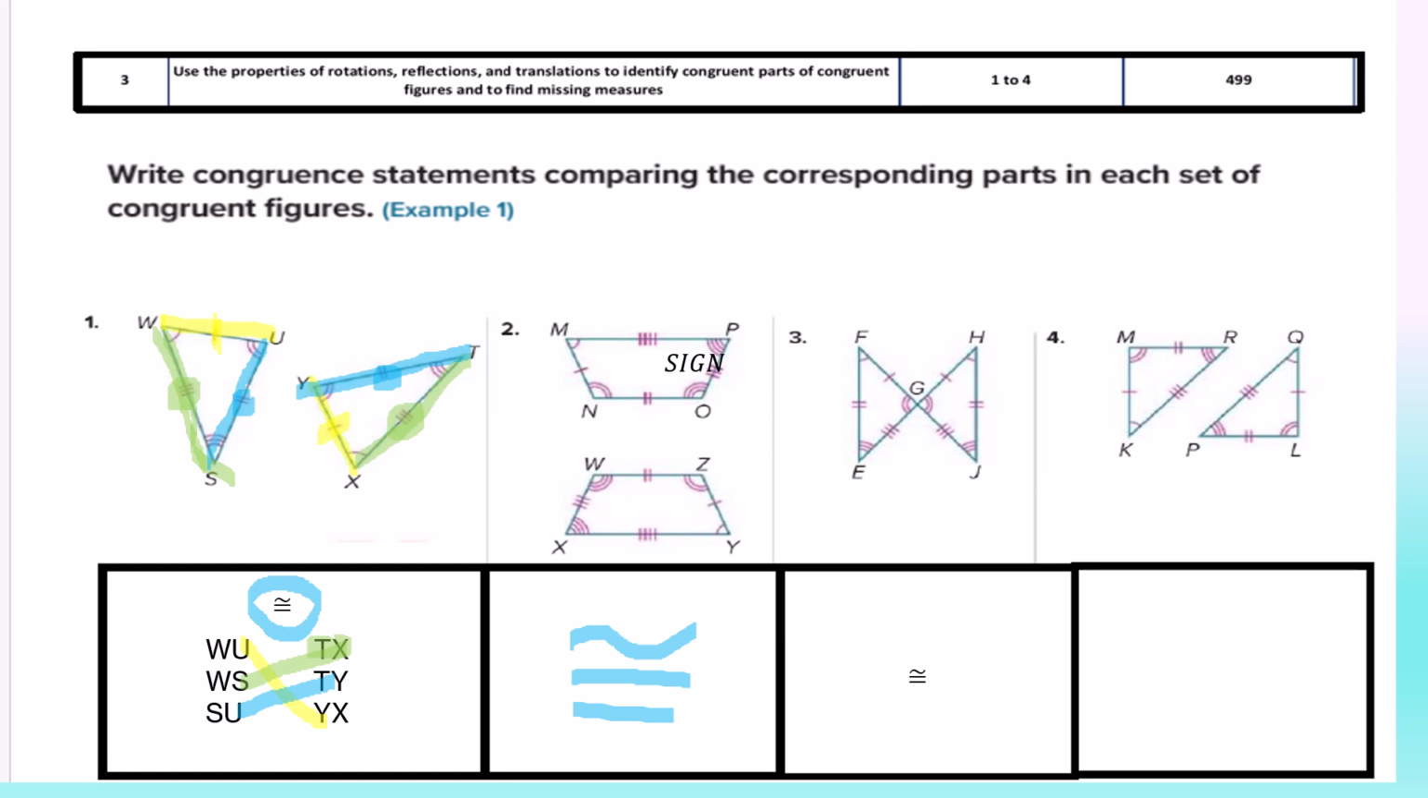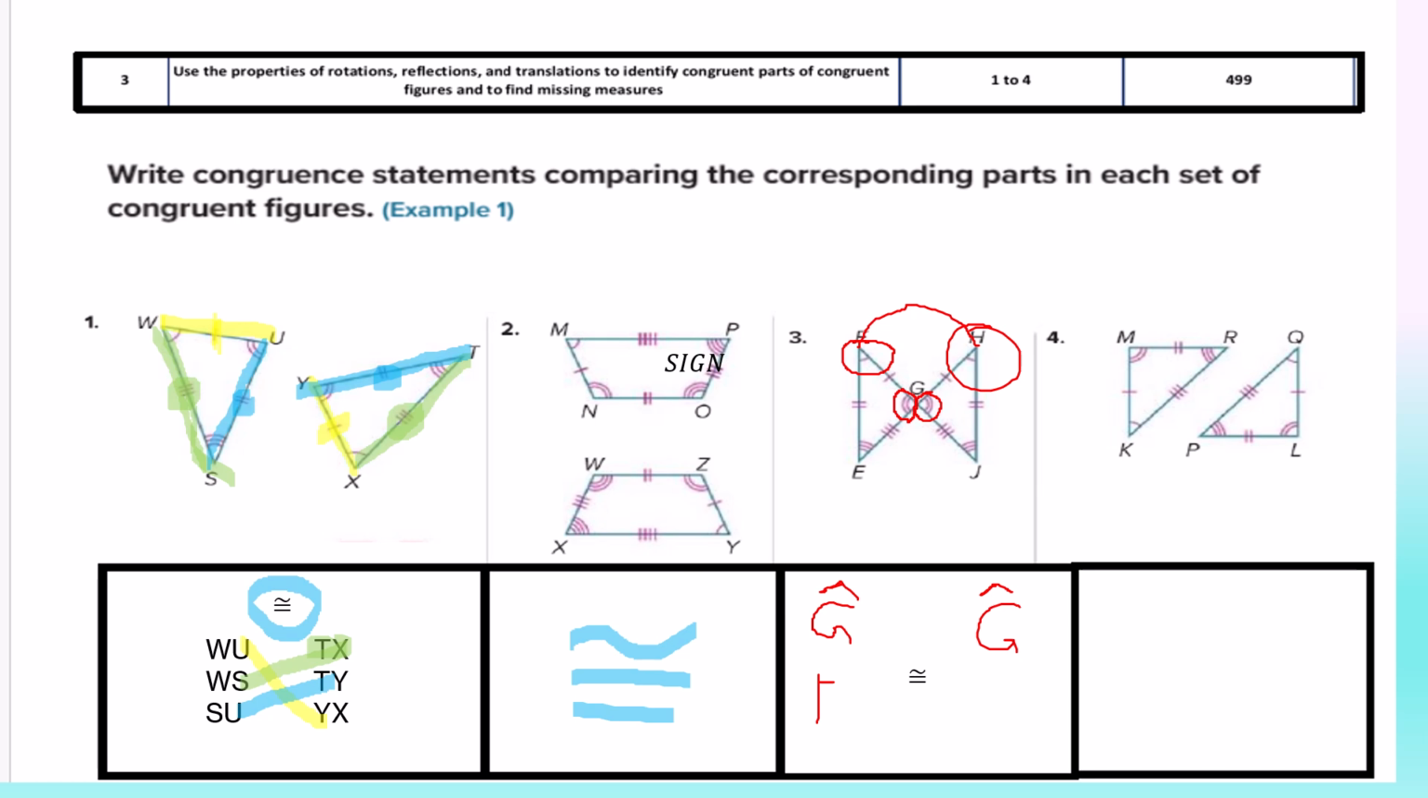Example 3, we can see at point G, the angle has 2 markings here and it has 2 markings here. So angle G will be congruent to angle G. Then you go to angle F. Now angle F is this point here. The angle is formed between the 2 arms, and this is the angle. So angle F is congruent to angle H.